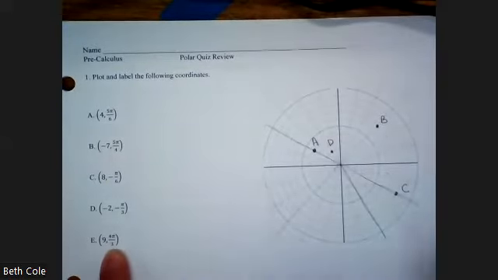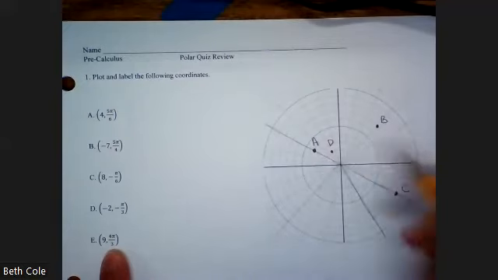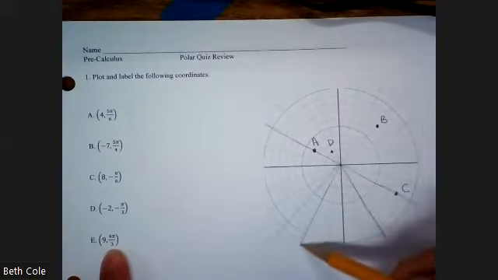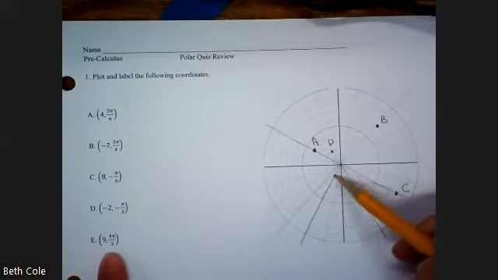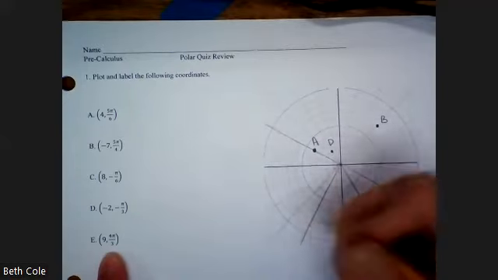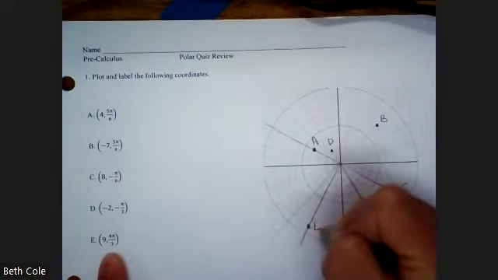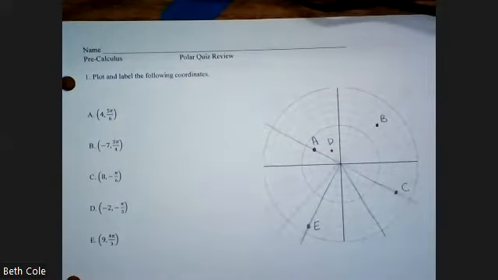And then 4 pi over 3 is in the third quadrant. That's going to be this line right here. And we're going 9 away from the pole. So here is E. And again, once you have up to 5 points plotted on there, it's just kind of cluttered. So I gave us a different grid for the other ones.